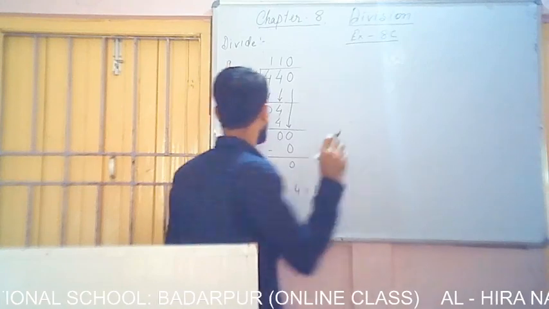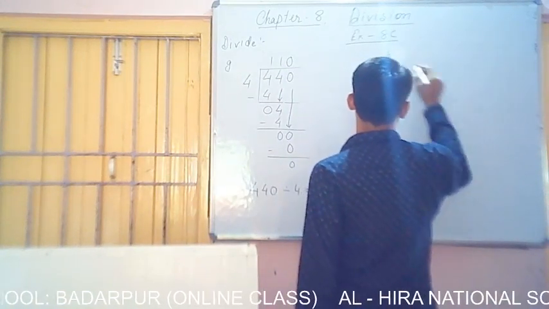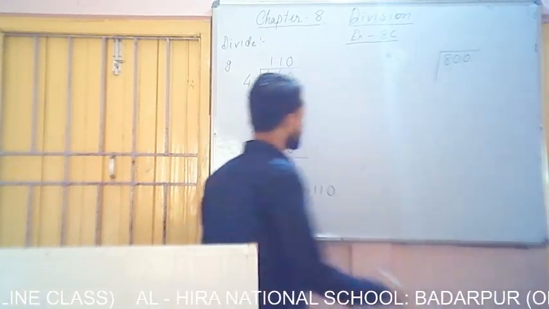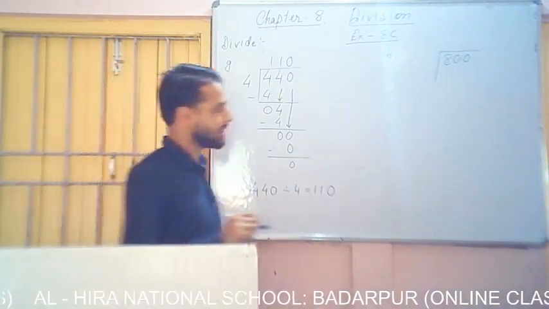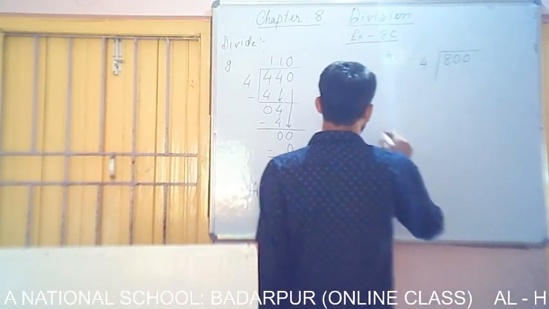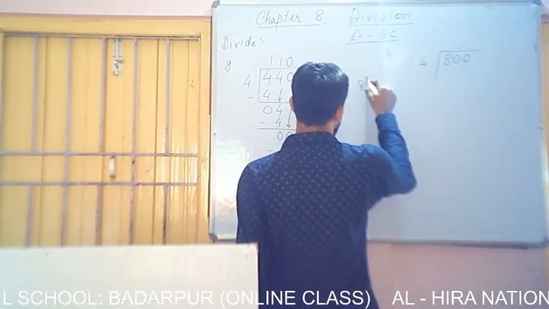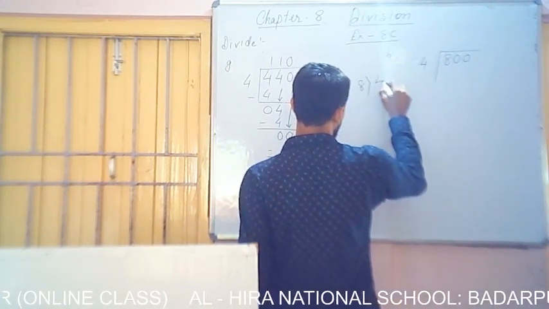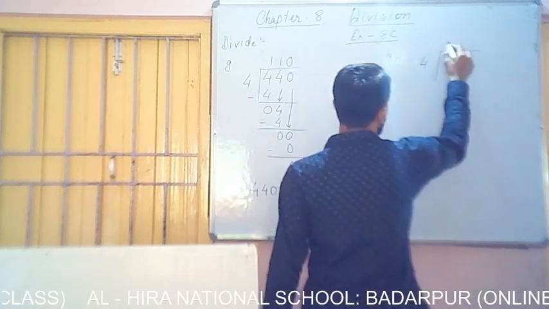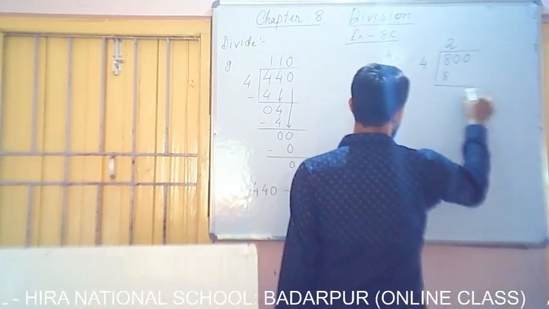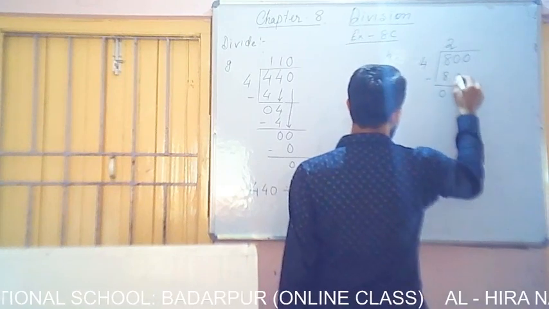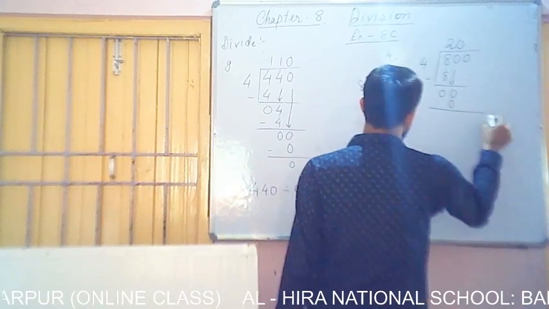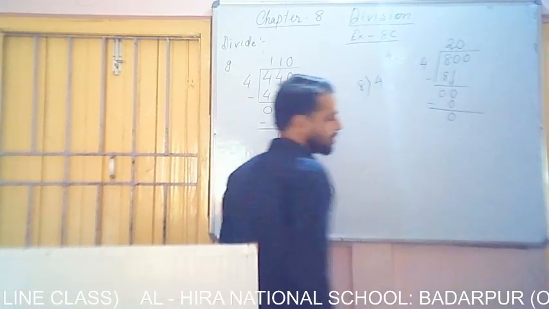So the next question is what? 800 divided by what? 4. First of all, we can see which digit 8 is in the hundreds place. 8 is here in the hundreds place, which is greater than 4. So 4 multiplied by 2 equals to what? 8. 8 minus 8 equals to 0. Bring down 0 tens. 4 into 0 equals to what? 0.